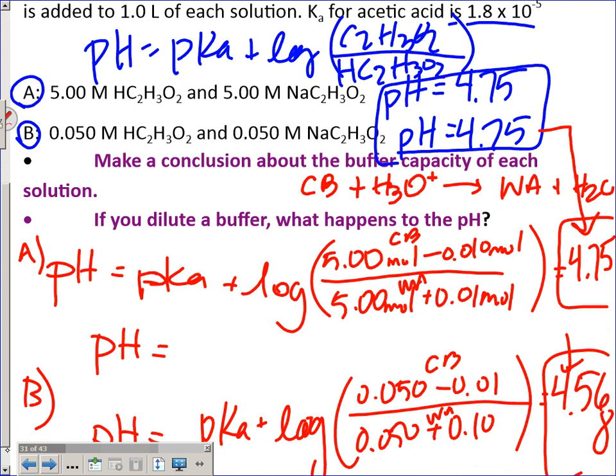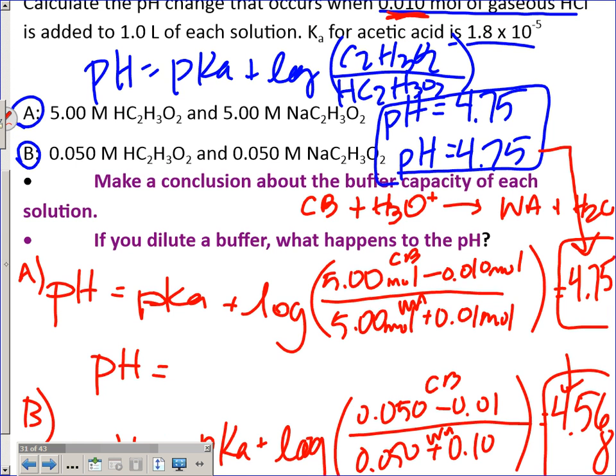Yeah, okay. Oh, the other factor that I want to ask you guys about is if I take a solution and I dilute it, what happens to the pH of the buffered solution? And we have an example right here.